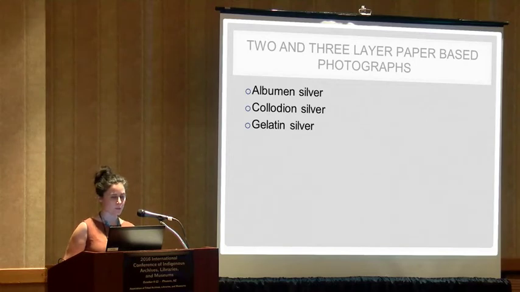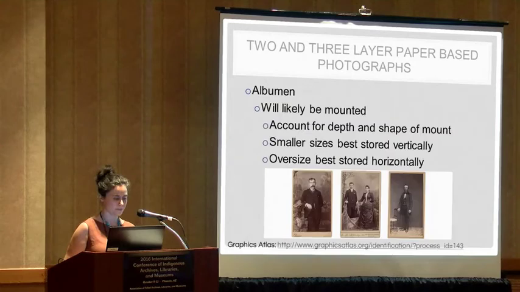So 2- and 3-layer paper-based photographs are photographs that do have a binder layer. Albumin prints will most likely be mounted. And with mounted prints, oftentimes the mounts are going to be very fragile. And so you want to try to house them in a way that is going to protect the mount as well as the photograph on the mount. So you need to account for the depth and shape of the mount.